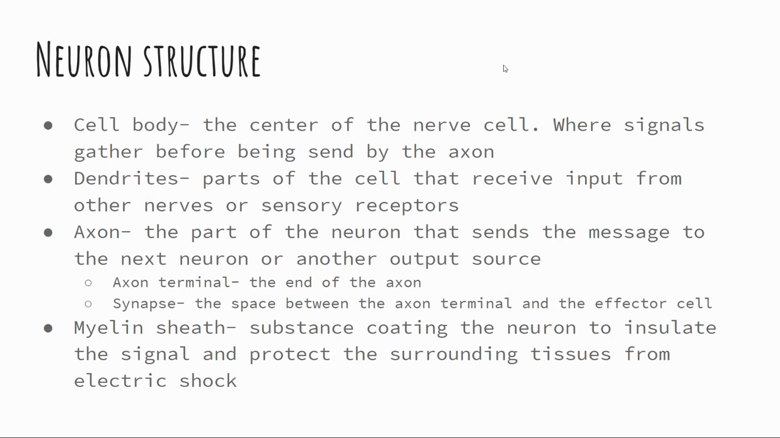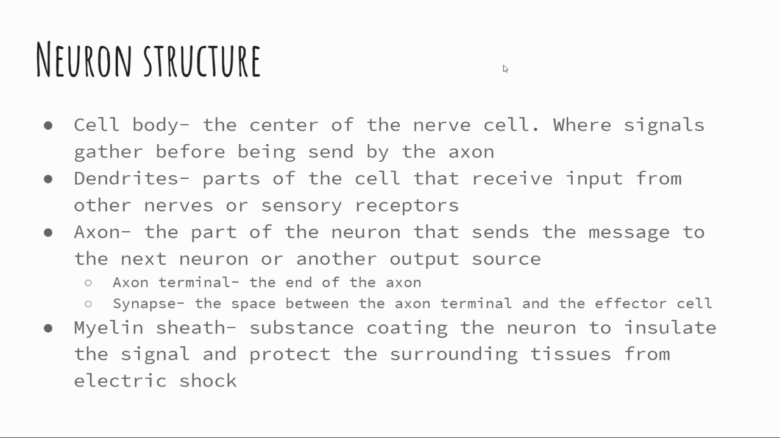So first you have the cell body, which is going to be the center of the nerve cell. This is where the signals are going to be gathered before being sent to the axon. Then you have dendrites, which are part of the cell that receive input from other nerves or sensory receptors. Then you have the axon, and this is the part of the neuron that sends the message to the next neuron or another output source. Axon terminal is the end of the axon, and a synapse is the space between the axon terminal and the effector cell, or the cell where the message is being sent.